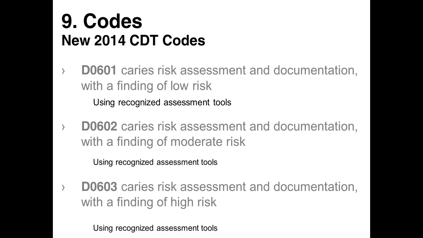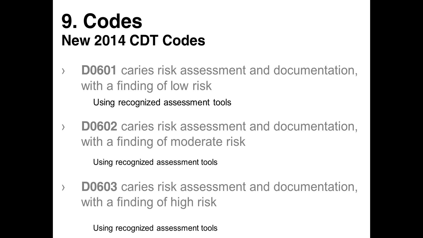Now, these are the new codes that I talked about just a little bit earlier. So we've got 3 codes for caries risk assessment, the D0601, 602, and 603. Caries risk assessment and documentation, that means a form, with a finding of low risk, moderate risk, or high risk using recognized assessment tools. I would tell you the 4 risk assessment forms that I shared with you are, in my mind, recognized assessment tools, and the biometrics that I shared with you are all recognized assessment tools as well.